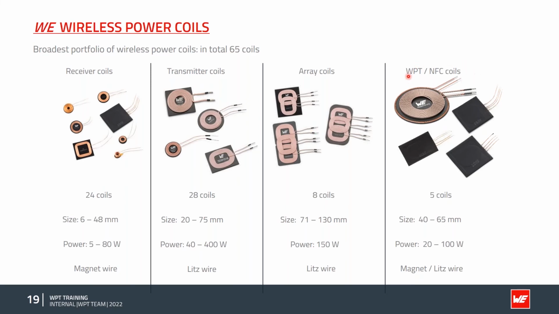One of our newest products are the WPT and NFC coils, where we have 5 different coils, 2 for the TX side and 3 for the RX side. On the inside of the product, we have our WPT coil, which is for this example a 10 G design. And at the edge, we have our NFC antenna. So with this coil, we can transfer energy and communicate with NFC at the same time. The sizes are about 40 to 65 millimeter, and we have a power range for the wireless power coils of about 20 to 100 watt, and we use magnet wire for the receiver combi coils and Litz wire for the transmitter combi coils.